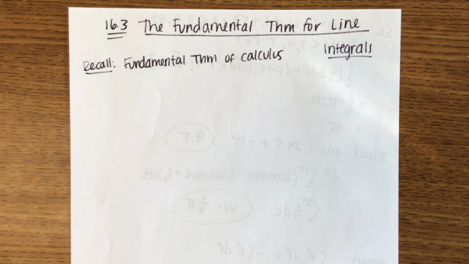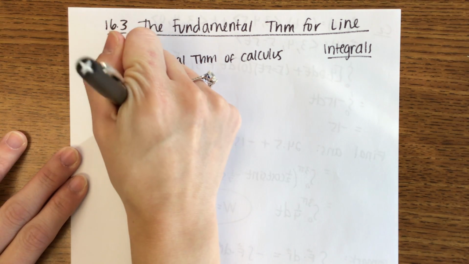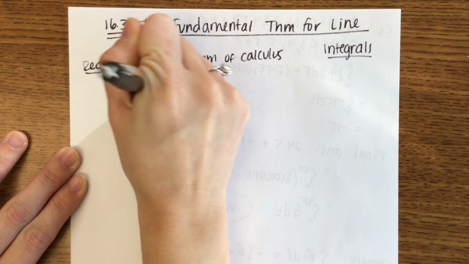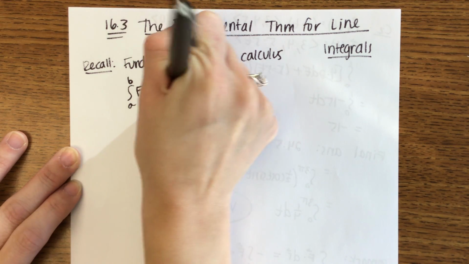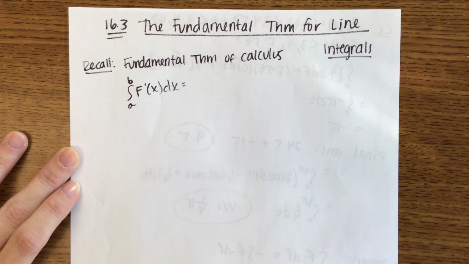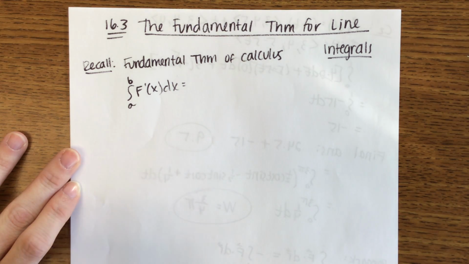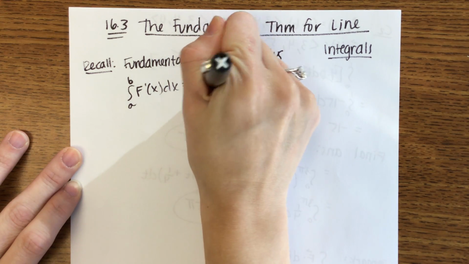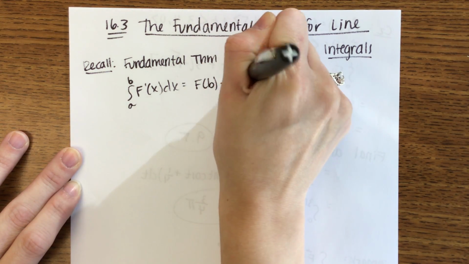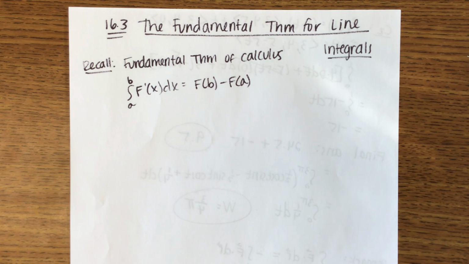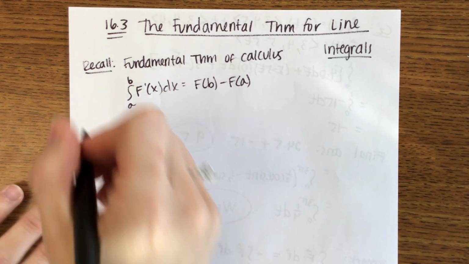You all know it. You just don't know exactly what it says. Yeah, big F of B minus big F of A is equal to the integral from A to B of little f of x. Oh my gosh, that was so good. I'm going to write it differently, but yes, it's exactly what you just said. So that's the fundamental theorem of calculus.